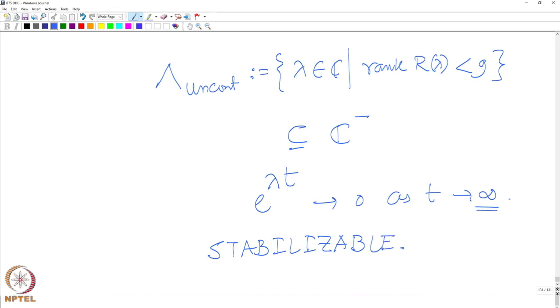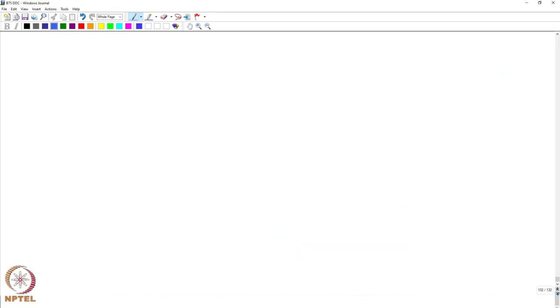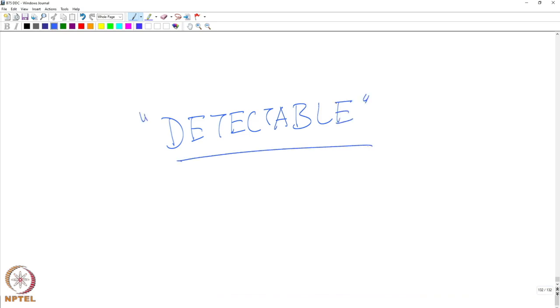Likewise, you have the analog of the idea of detectability also, unobservable modes, detectability and so on, but that will go to you as an exercise. I will give a detailed exercise problem which will deal with topics like this. Okay. So, I guess we can end today's discussion on this note.